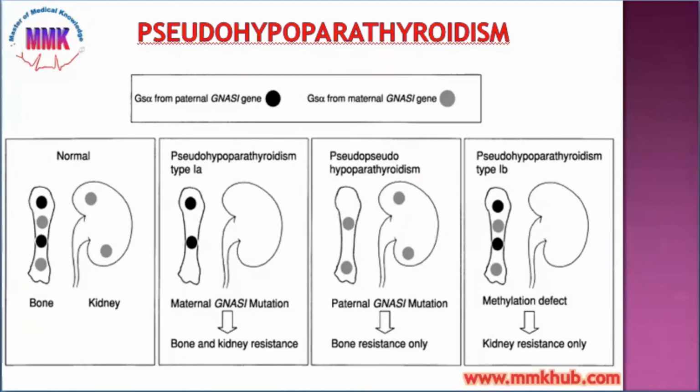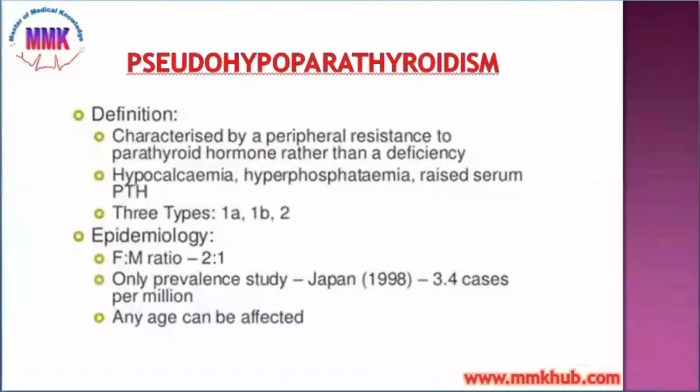And in type 2, what? Yes, in pseudohypoparathyroidism type 2, there is a paternal mutation in the GNAS gene, and there is bone resistance only. It's a bit complicated, but we just have to memorize that in pseudohypoparathyroidism, there is peripheral resistance to parathyroid hormone rather than a deficiency.